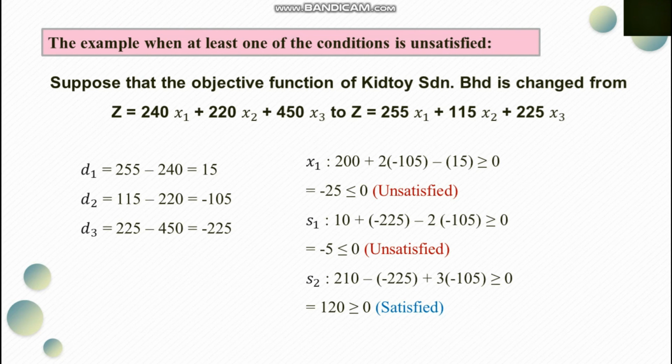For S2, 210 minus negative 225 plus 3 times negative 105, then we will get 120. Since 120 is greater than or equal to 0, the condition is satisfied. Since we get two conditions that are unsatisfied, this shows that the change will not keep the current solution optimal. So we need to do further calculation.